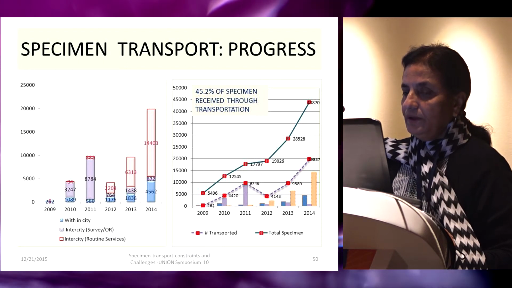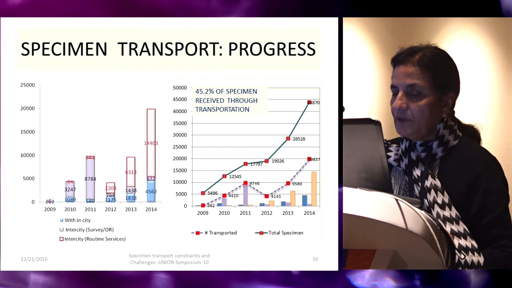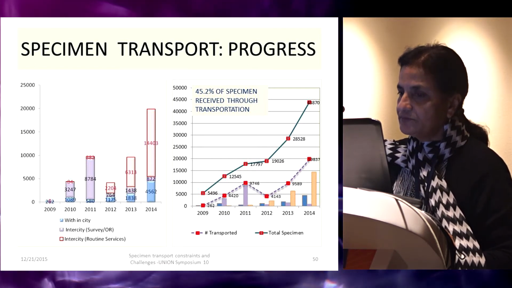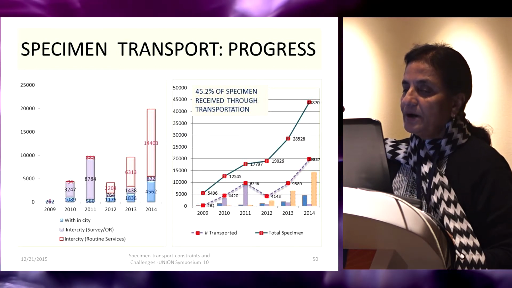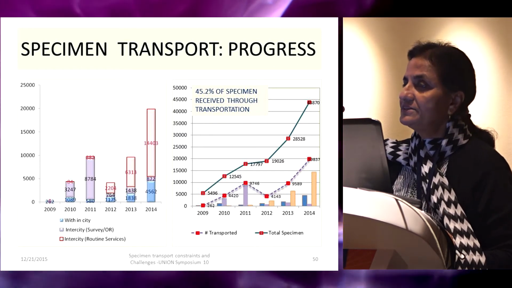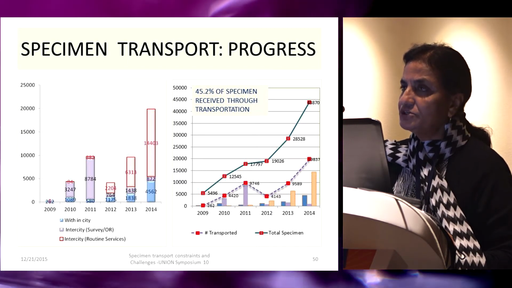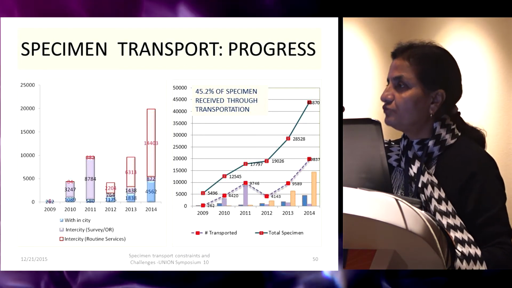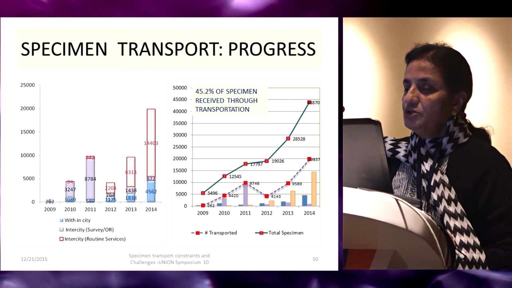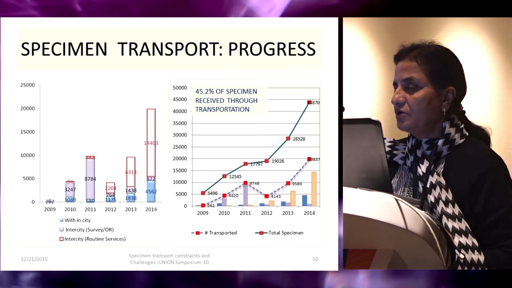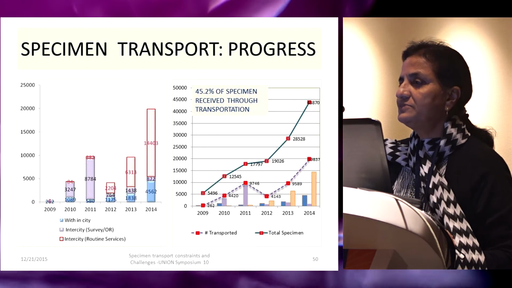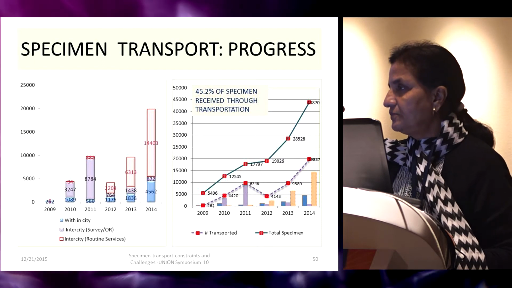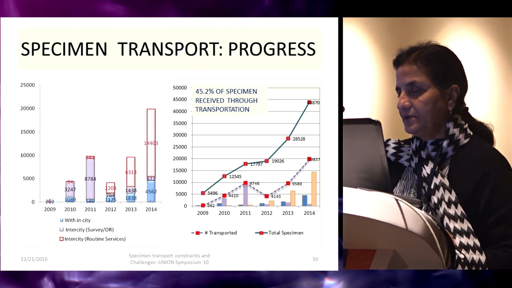In this diagram, what you see is the number of specimens which we received through specimen transportation. The pink part represents the specimens received from other cities. The violet part shows the specimens received from survey or surveillance, and the blue one is the specimens received from the same city as the lab. Altogether in 2014, we received 19,000 specimens, which were 45.2% of the total specimens processed in the country in this year.